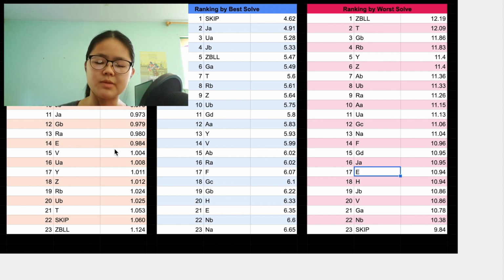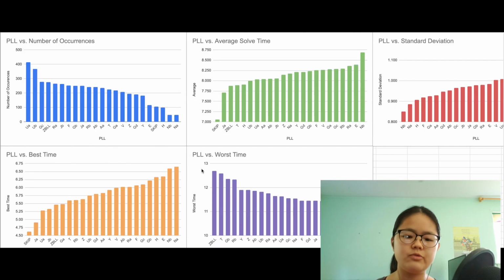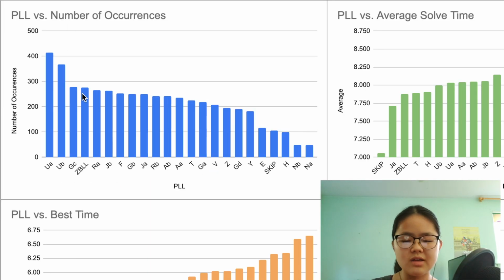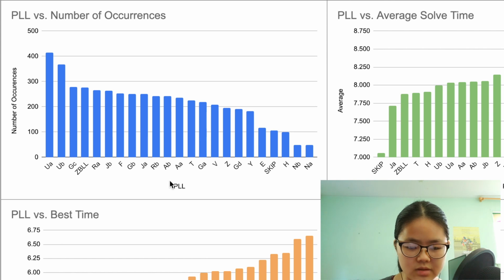So these numbers might be hard to contextualize, so I made little graphs of them and hopefully they are helpful. If you look at number of occurrences, everything is kind of scattered except for UA and UB, which are significantly higher, and I think the reason for this is that I do use COLL. So anytime I get an OLL that has all the edges solved, I'm going to get some kind of U perm, Z perm, or H perm, and obviously H and Z are down here somewhere. Where is Z? Z's here.